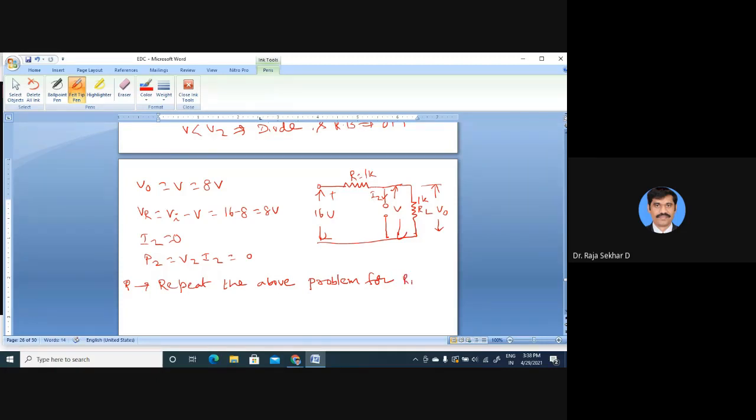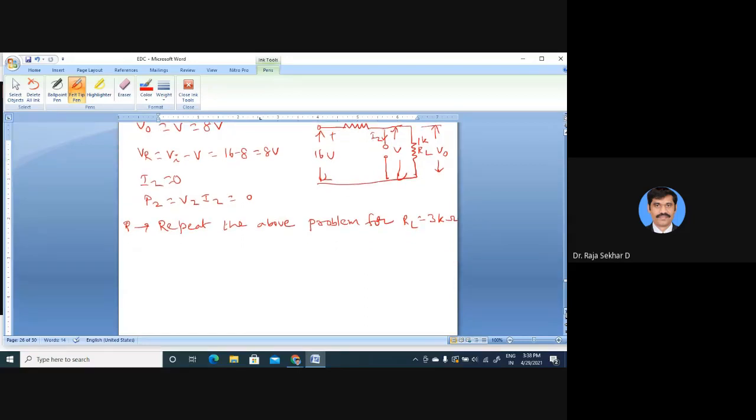For RL equal to 3 kilo ohm. Take the solution. When RL is equal to 3 kilo ohm, what is V? Same: Vi into RL by R plus RL. That is 16 into 3K divided by 1K plus 3K. How much are you getting?